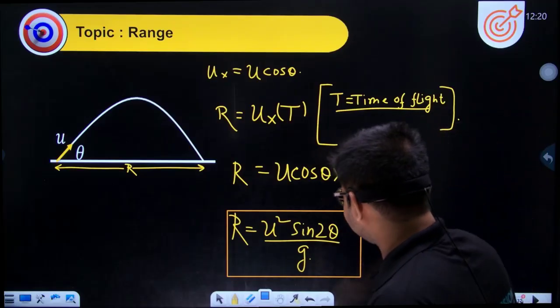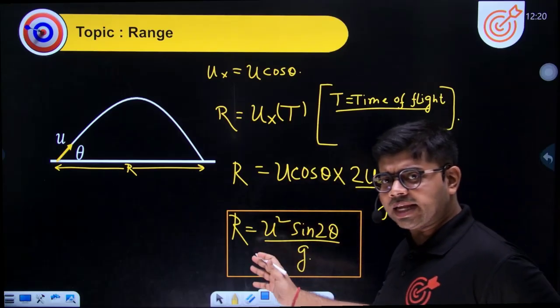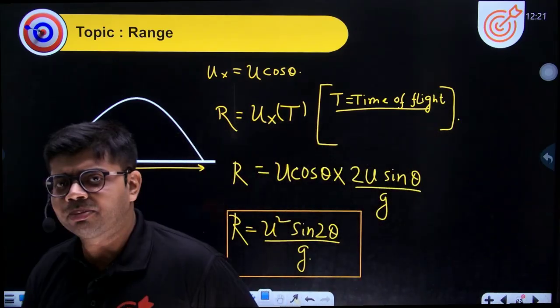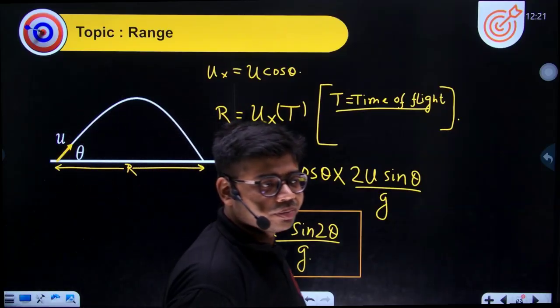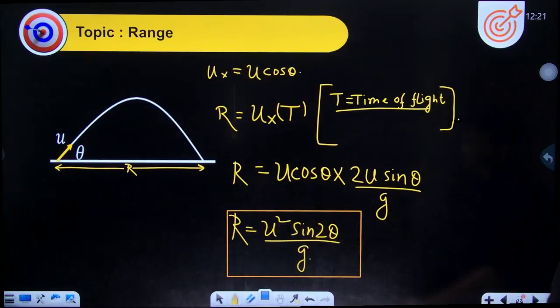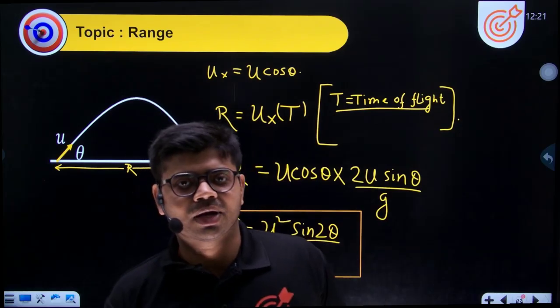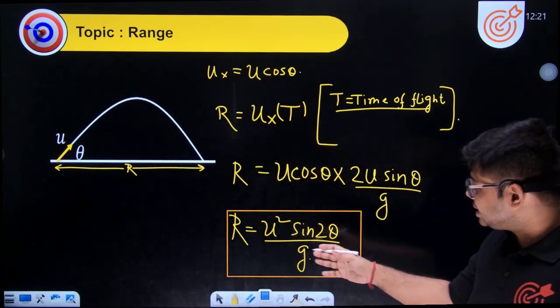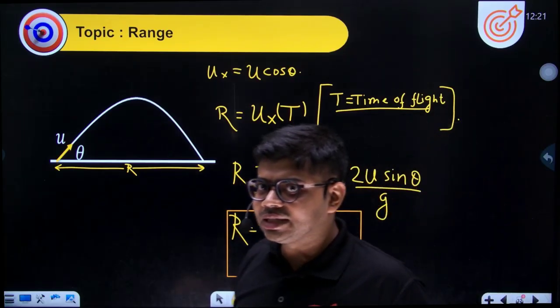Here you can say, okay sir, so what are the things on which my range is actually dependent upon? My range is going to depend upon u, the initial velocity. It is going to depend upon g, but g is anyway constant. And it is going to depend upon sin 2 theta. That means theta.